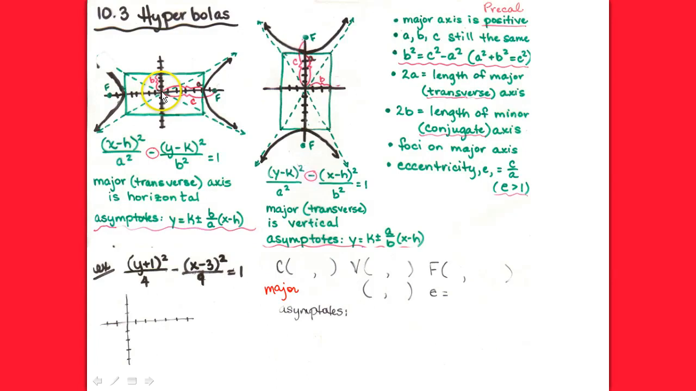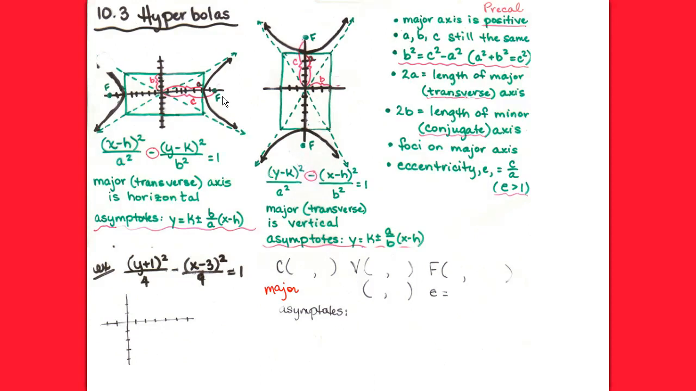Now, A, B, and C all still have the exact same definitions. A is still the distance from the center to the end of the major axis, and the endpoints of the major axis are still called vertices. B is still the distance from the center to the end of the minor axis, and C is still the distance from the center to the focus. But you'll notice that the focus is no longer on the inside, it's on the outside. It's past the vertex. So C is going to be larger than A. That wasn't true with ellipses either.